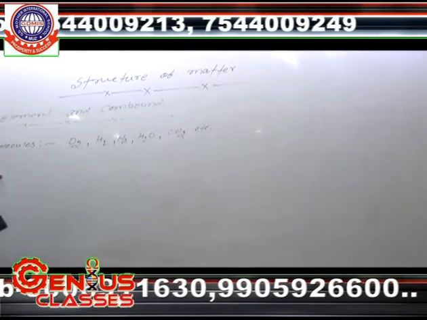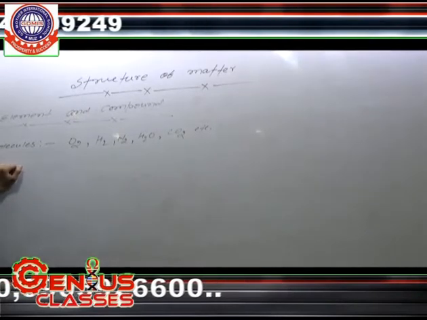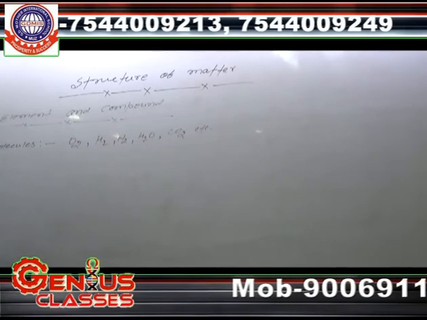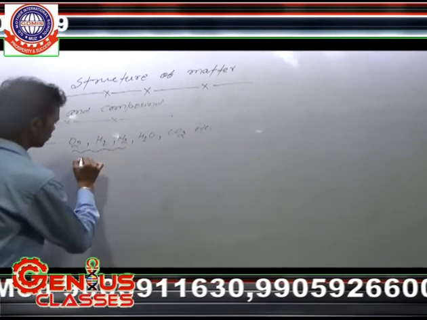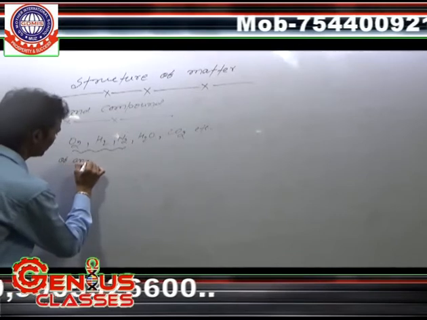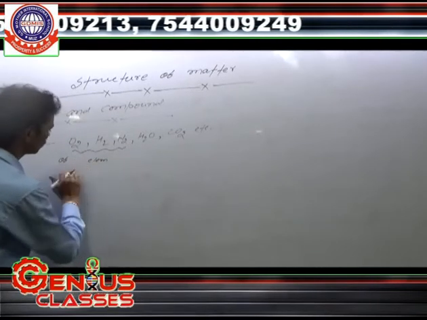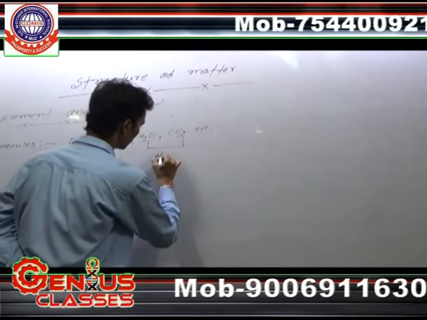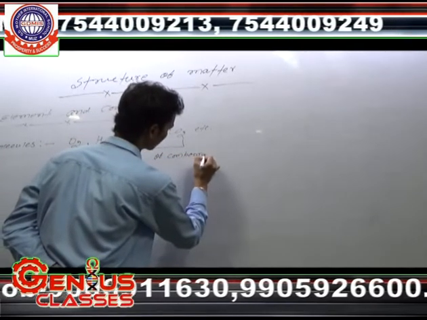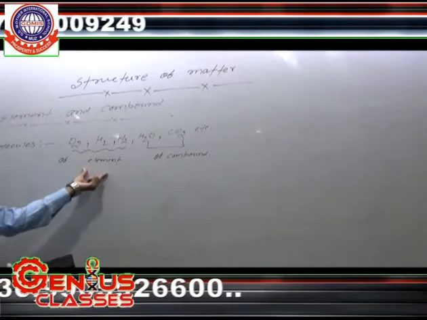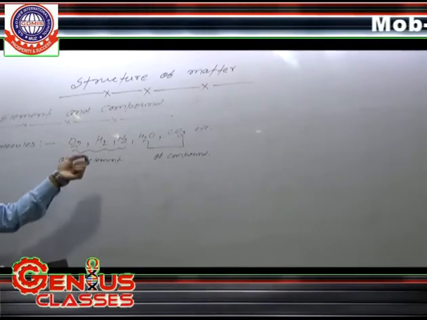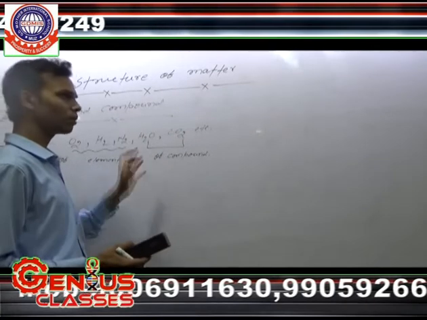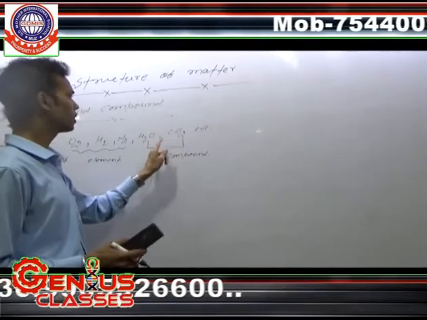Now molecules may be of an element, molecules may be of a compound. These molecules are of an element, and these are of compound. These molecules are of element, means when oxygen combine together chemically, then they form element. And when many water molecules combine chemically, then they form water compound.